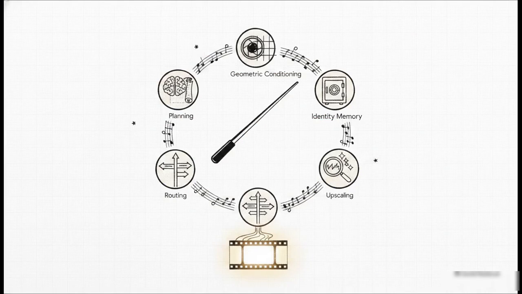So, let's summarize this entire cinematic pipeline. Flawless AI video is an orchestration. You start with upstream logic and planning to kill ambiguity. You lock in the camera with geometric conditioning. You freeze the characters with identity memory banks. You route the task to a specialized model, and you finish it with cascaded upscaling polish. All these departments working in perfect harmony.